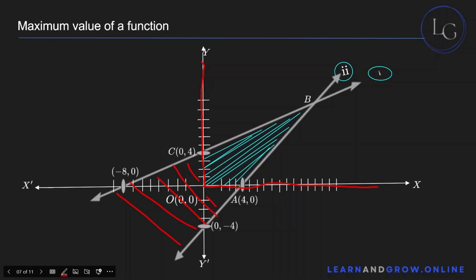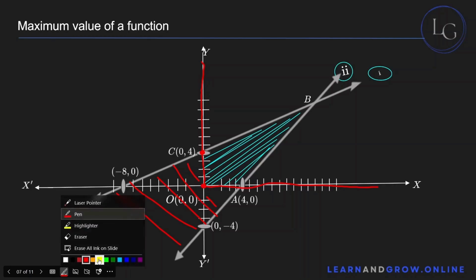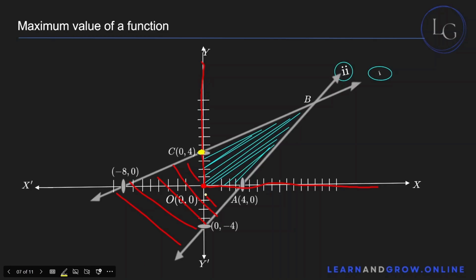Now we need to find the corner points and plug those in the equation, the objective function that was given to us. So we need to find the value of C, which is this, of O, which let me just use another color just to make it a bit more clear. C is this point, O is this point, and A is this point, and B is this point. These are the corner points of the feasible solution set. So we already have the value of C as 0, 4. We have the value of O as 0, 0, which is the origin. We have the point A at 4, 0.